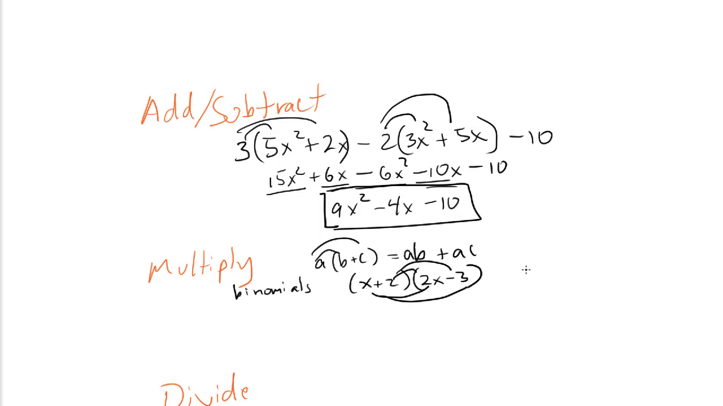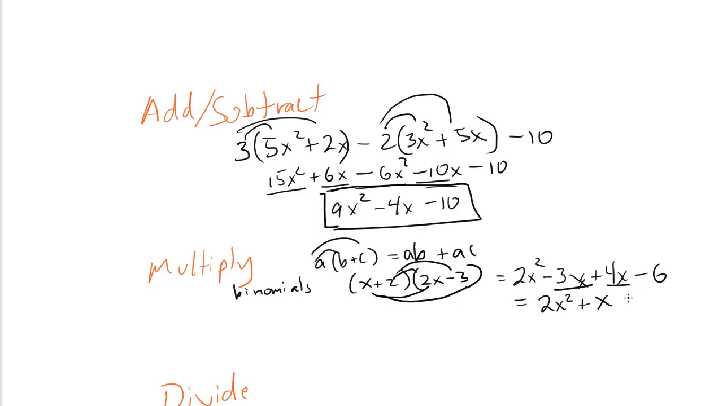So x times 2x equals 2x squared. X times minus 3 is minus 3x. 2 times 2x is plus 4x. And last but not least, 2 times minus 3 is minus 6. Again, I can combine my like x terms, and those look to be the only like terms, and simplify in standard form. 2x squared minus 3x plus 4x is plus 1x.